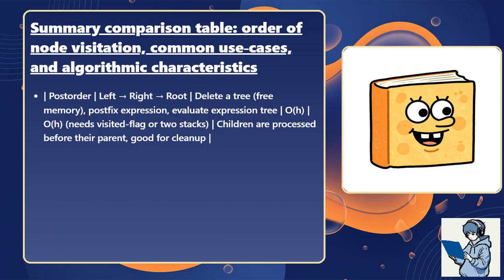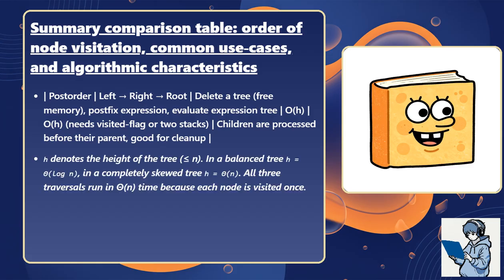Postorder: left, then right, then root. Typical use cases: delete a tree, free memory, postfix expression, evaluate an expression tree. Recursion space O(H), iterative space O(H), needs a visited flag or two stacks. Remarks: children are processed before their parent, good for cleanup.